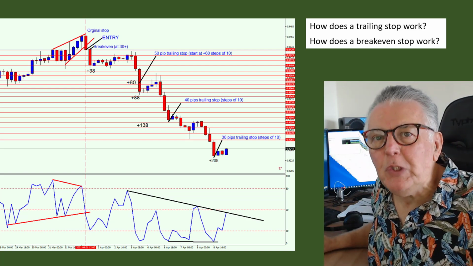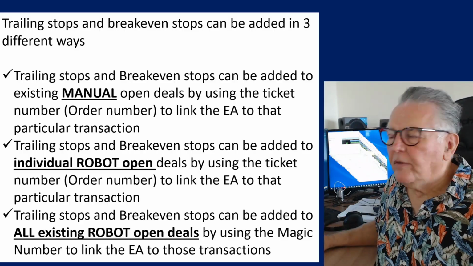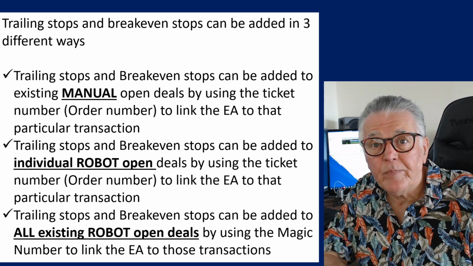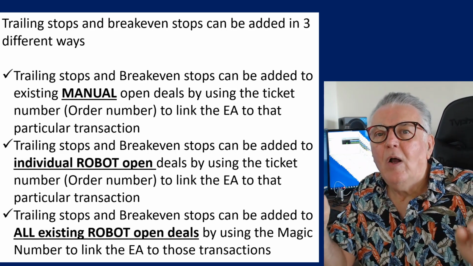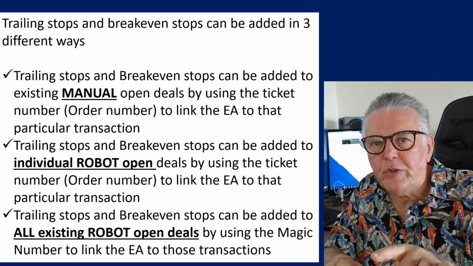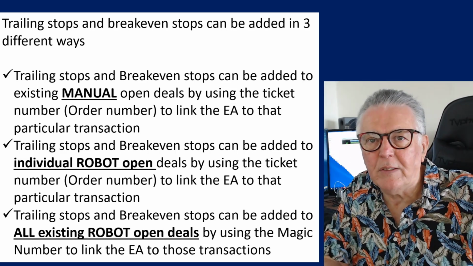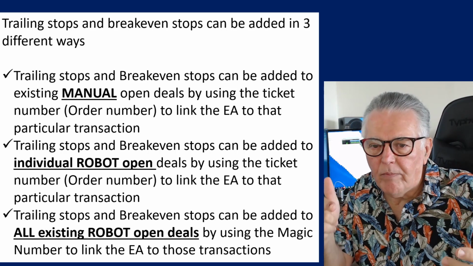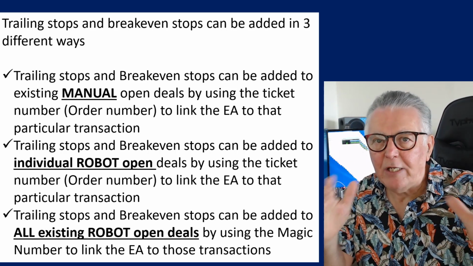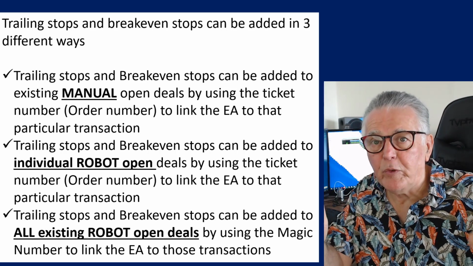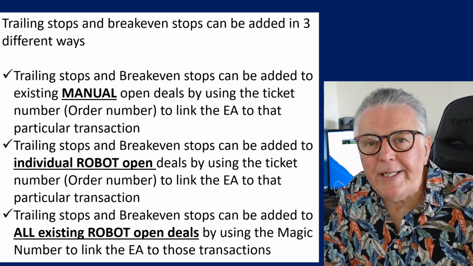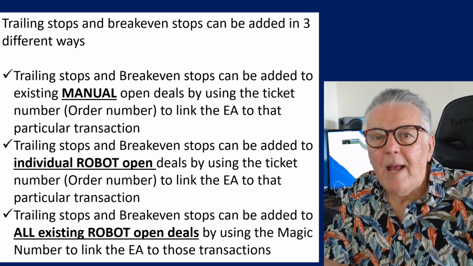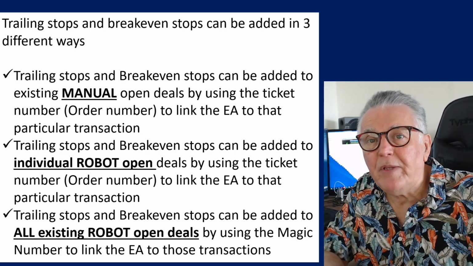Okay, now this tool is a fantastic tool, and I'll show you why. The tool can be used for manual trading as well as robot trading. So for manual trading, when you activate the tool, all you have to do is put in the reference of your deal, which is your order number. You just put in your order number, and the EA will say, oh, I must manage that order number, and it will manage that order number for you based on your trailing stop settings or break-even stop settings. Simple as that. But it can also do the same thing for robots.